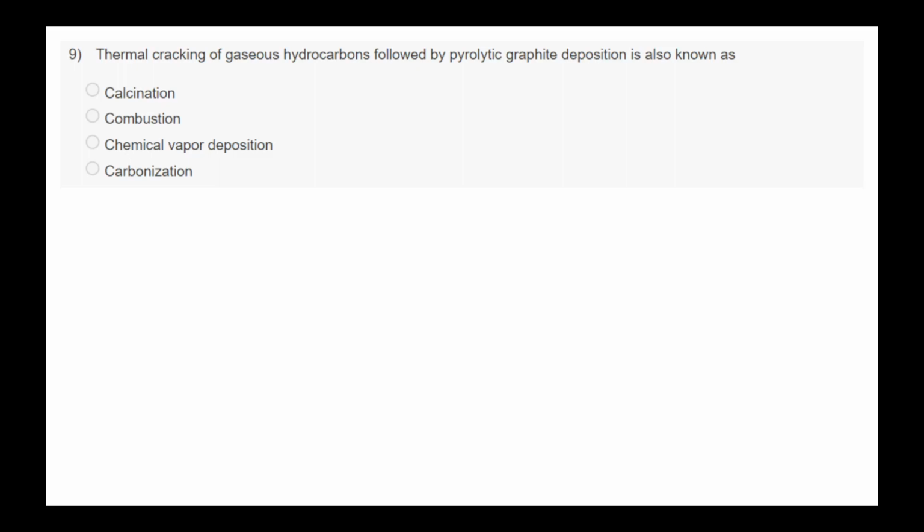Now, the thermal cracking of gaseous hydrocarbons followed by pyrolytic graphite deposition is also known as calcination, combustion, chemical vapor deposition, or carbonization. It is an easy one we have discussed earlier. So now you can quickly answer this question.